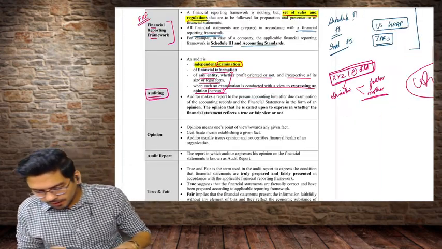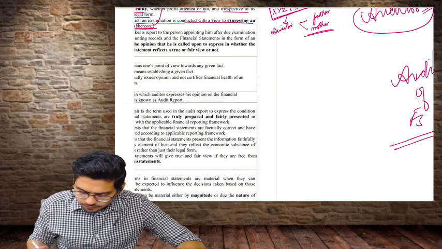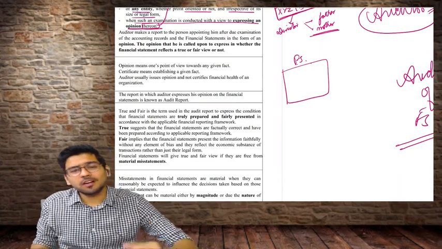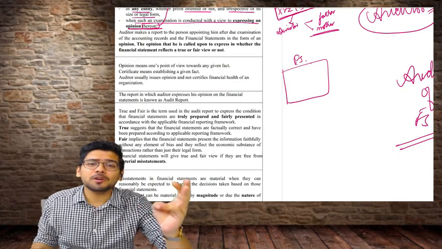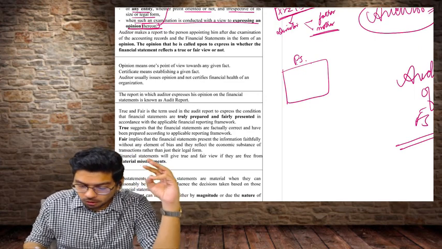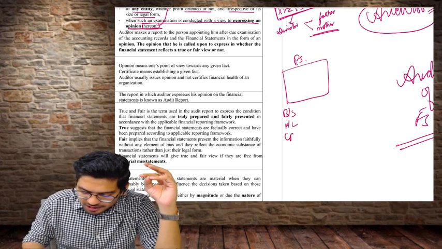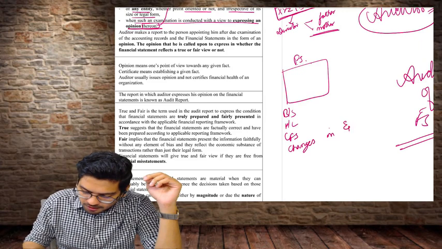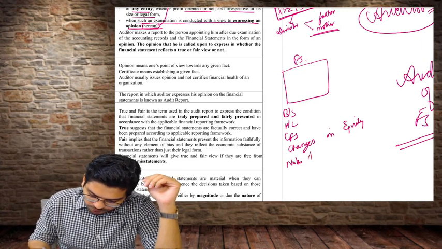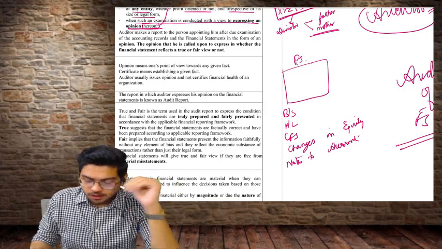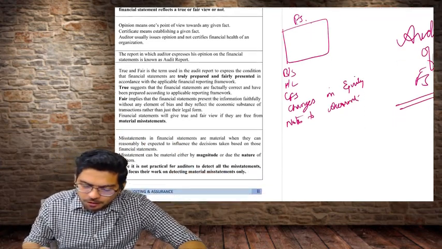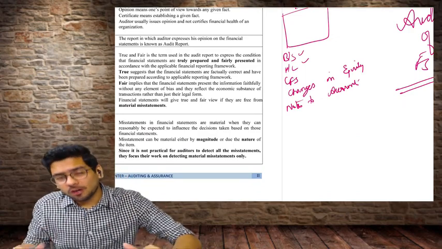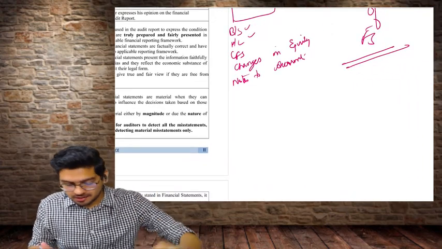Please understand this: we ultimately have to check the financial statements, and the financial statements consist of what? We have already gone through it: the balance sheet, the PL, the cash flow statement, the statement of changes in equity. Then we have notes to accounts. Now we have to check all these aspects. In order to check the balance sheet and PL, how do you think they are prepared in the organization? You know the accounting cycle, right?